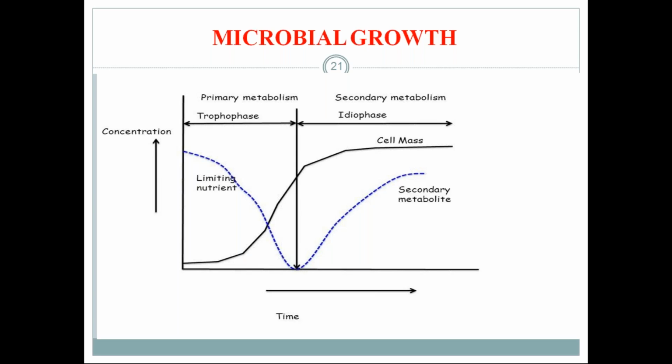Now, you have to remember from this graph, as far as competitive exams are considered: secondary metabolites are produced in which phase? This is a very important question. This question arises many times in NET, GATE, SET exams. So the simple answer is idiophase.